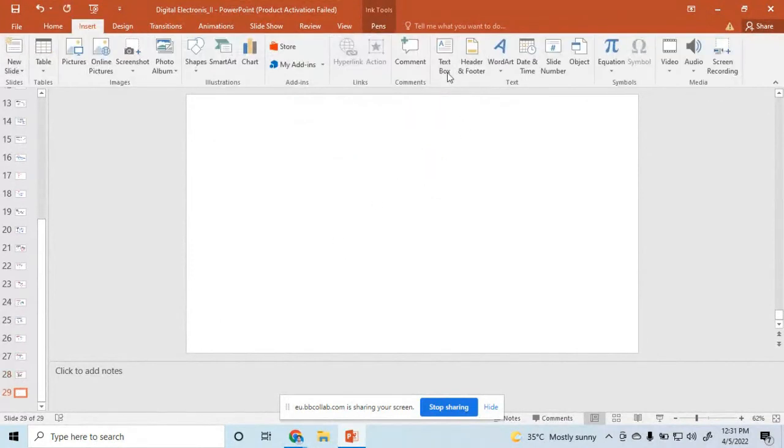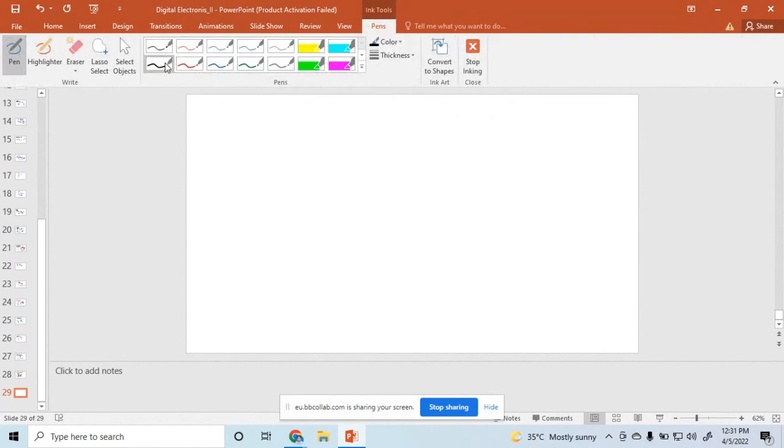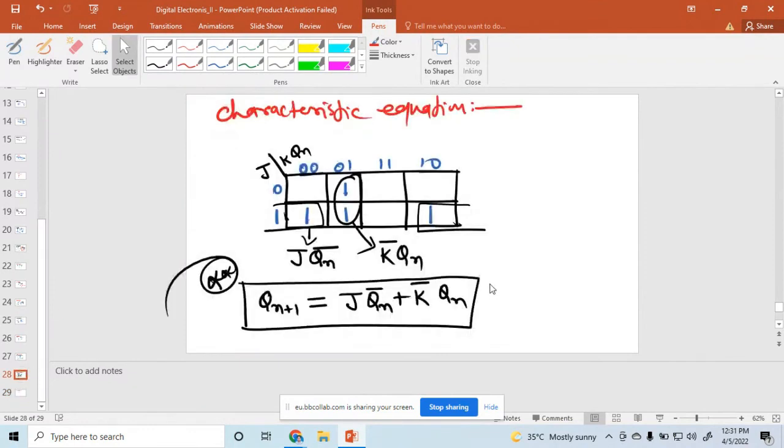Now, sir, discuss the excitation table. How to write down the excitation table? Sir, can you please show the previous slide once? Okay, excitation table. The characteristic equation is written from the characteristic table, and that table is written from a truth table.